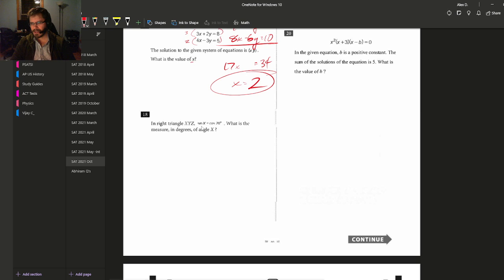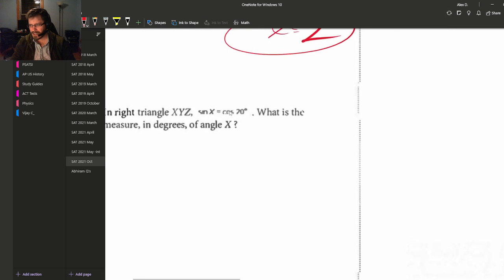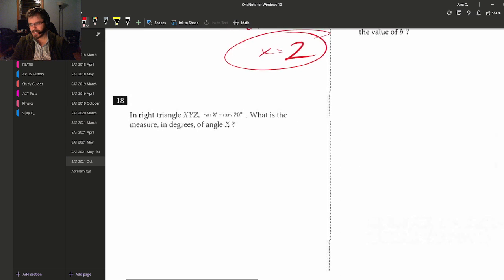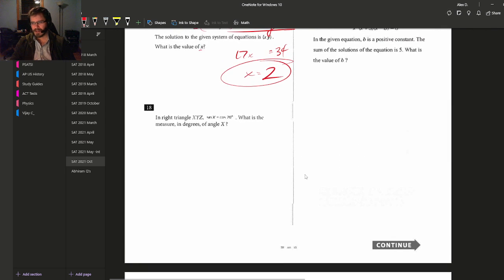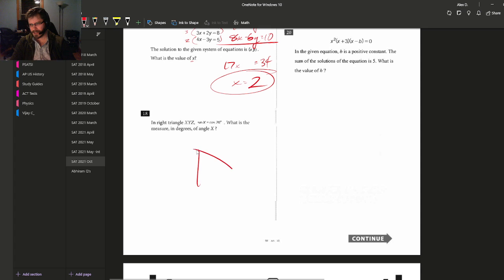Can't really read that. Okay, sine x equals cosine. I'm going to assume that that is a 20. Yes, it appears to be a 20. Okay. Whenever you're dealing with sine and cosine, maybe just draw the right triangle. Even if they don't tell you it's a right triangle, sine and cosine are usually defaulting to a right triangle. So sine of x equals cosine of 20. This feels like the cofunction identity, but let's see what this ends up being. So that's 70.